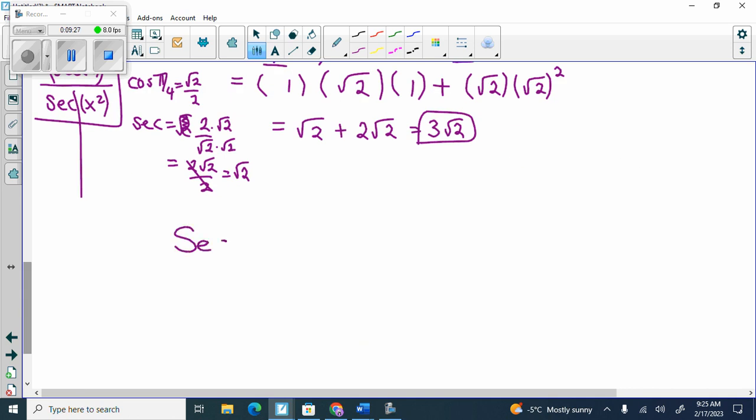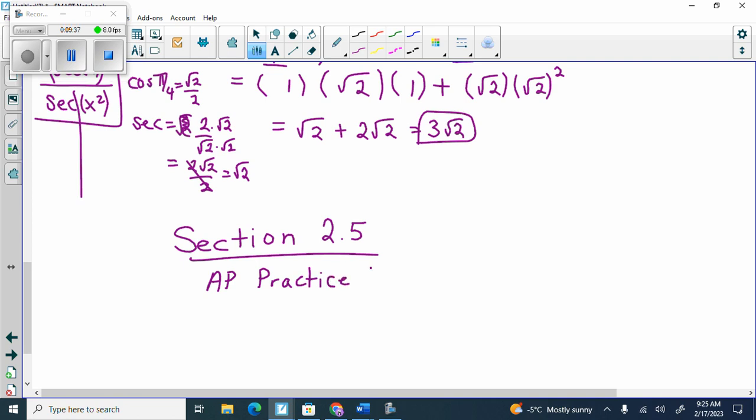Section 2.5, AP practice problems. This test is on chapter 2 and chapter 3, just so you know.